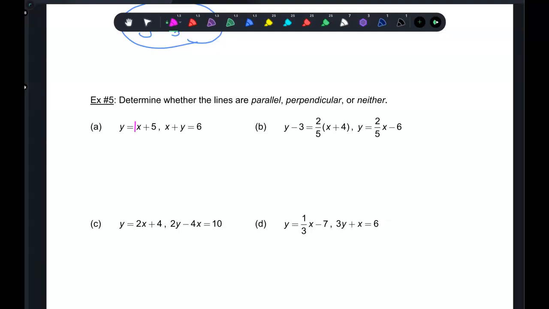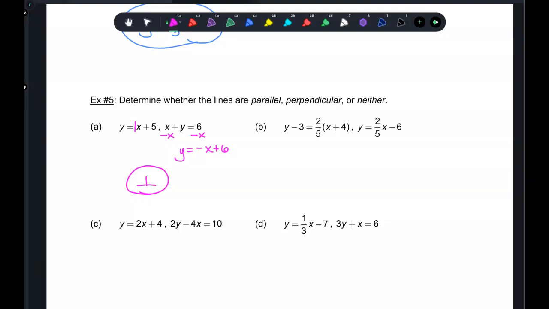Okay. What do we have to do for the next one to figure out the slope? I have to put it into y equals mx plus b. So I have to subtract x. They're perpendicular. 1 and negative 1 are opposite reciprocals. 1 is a reciprocal of itself. Can't you also just set them equal? If you multiply the two slopes, you should always get negative 1 if they're going to be perpendicular.